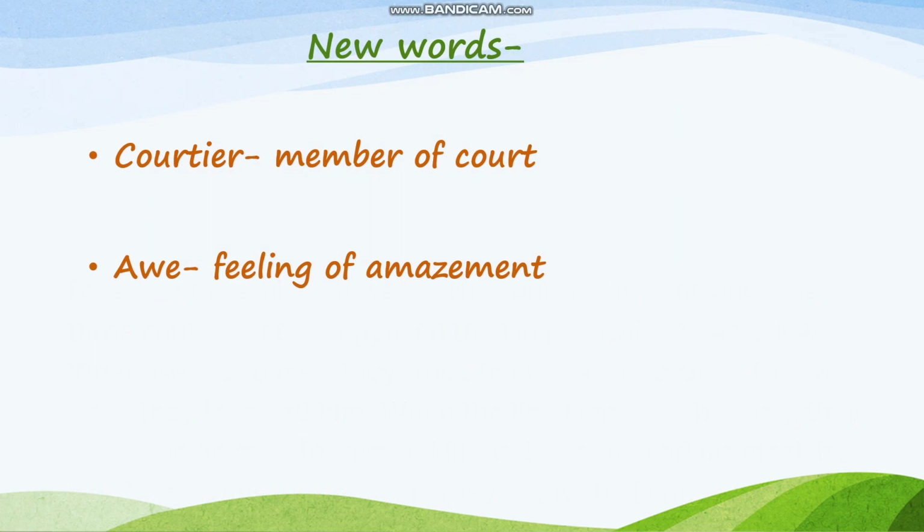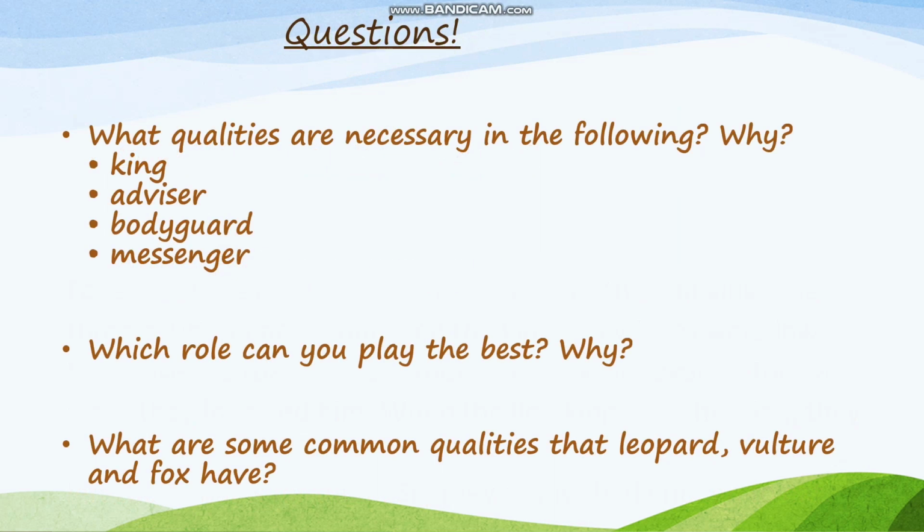Great. Now few new words for this text are courtier. It means member of court. जैसे court में जो members थे उनके, who were all the members? Vulture, fox, leopard. Remember? Great. Awe. Awe means feeling of amazement. मतलब बस कुछ चीज इतनी अच्छी होती है कि हम बस उसको देखते रह जाते हैं. That is called awe, feeling of amazement. Okay? Great, बच्चा. Let's quickly move to the last part of the questions.